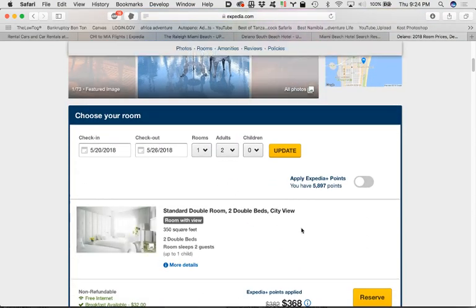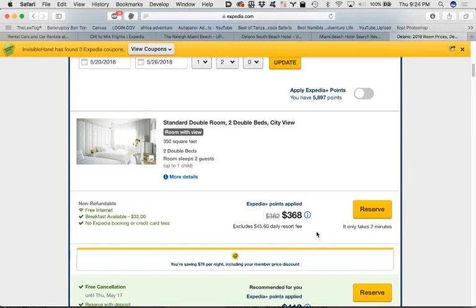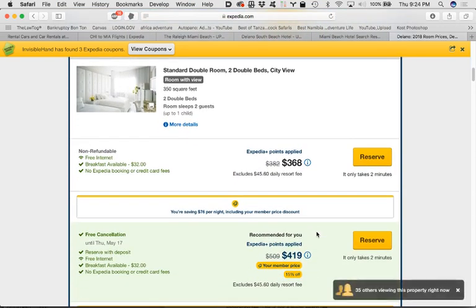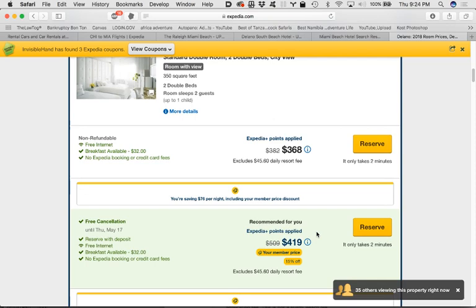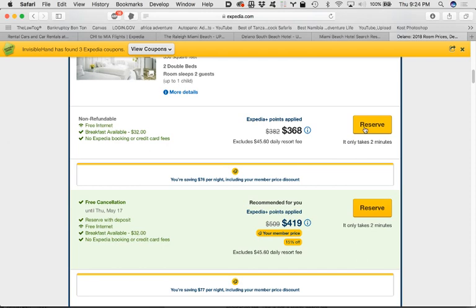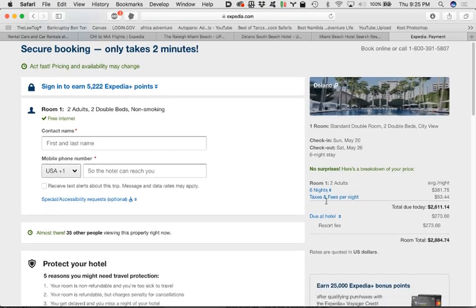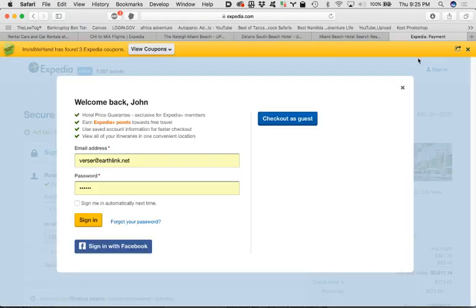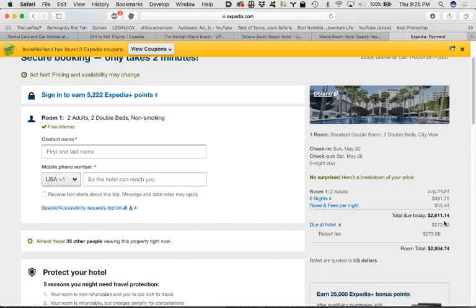So those dates are fine. It already tells me what I've got. It excludes the $45.60 daily resort fee. Yeah, so that $368. See, this is the kind of thing that I'm talking about, right? So you've got to go through all of this stuff. Let's go ahead and try to reserve it, see if they let us. So here is what my total... Wait, guys, here's what my total is going to be right here, because that also didn't include taxes. So I've got the total due. Somebody who's got a calculator really quick, they can do $2,611 divided by 6. What do you come up with?